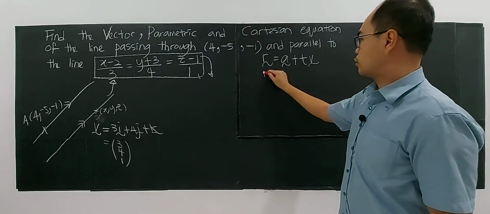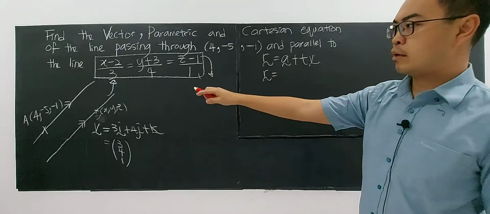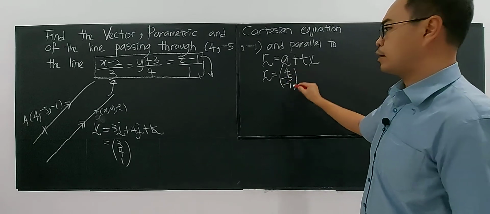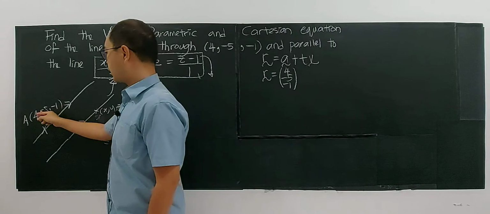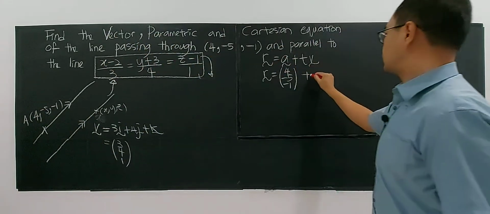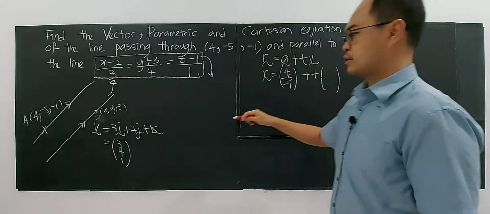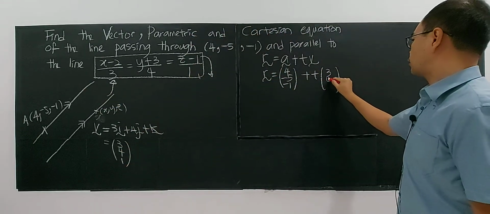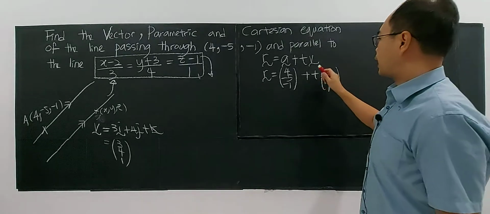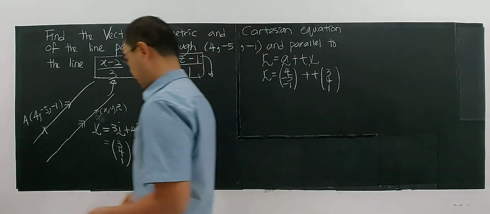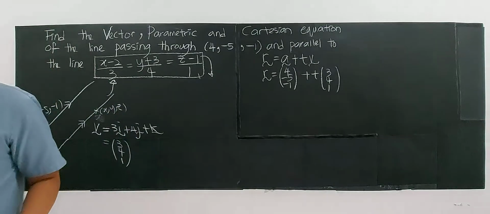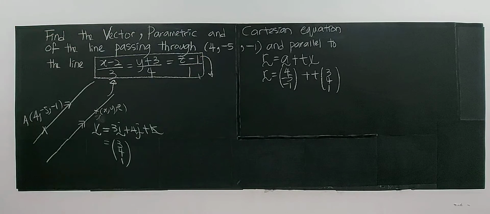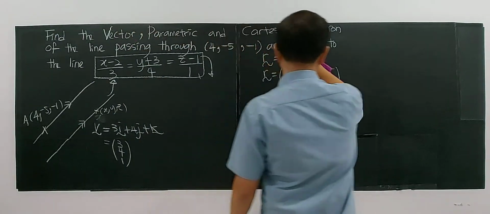So your a will be, I can straight away write in this form, (4, -5, -1), plus t times the direction of the line, which is the same as the direction of the other line, so I get (3, 4, 1). But I am no longer using t. I can use another parameter, as just now I used t to represent the other line. So a proper way of writing here is to use another parameter.